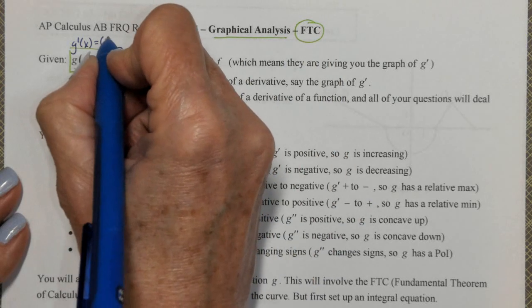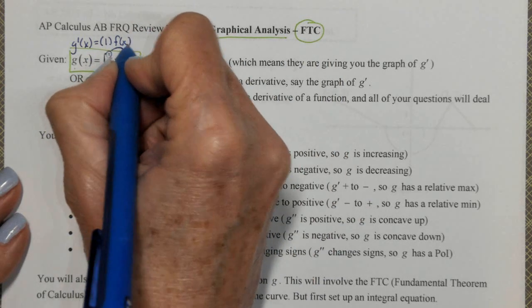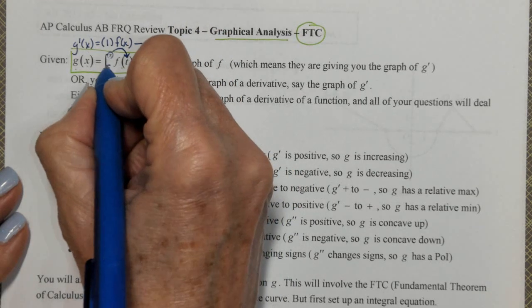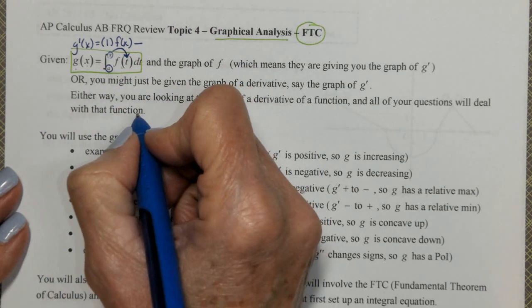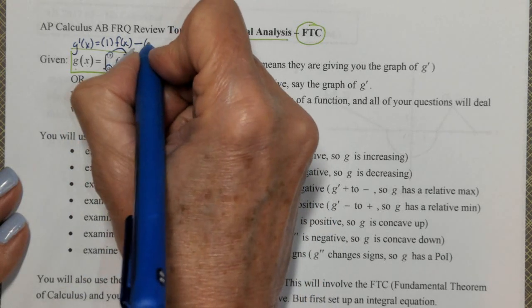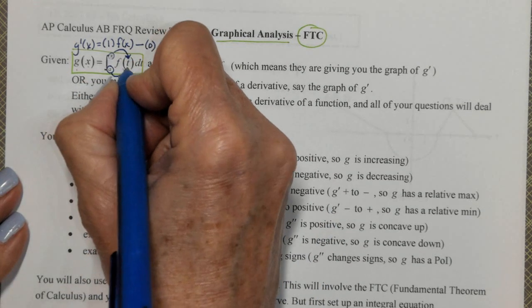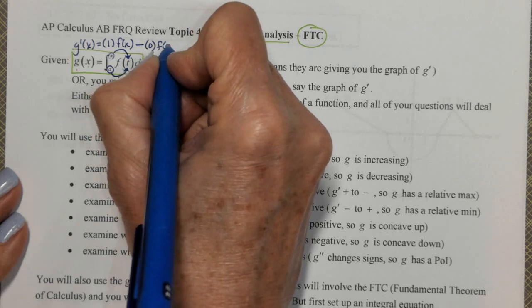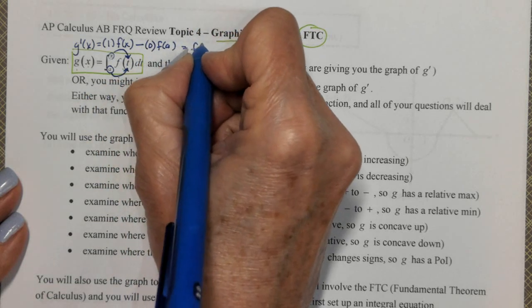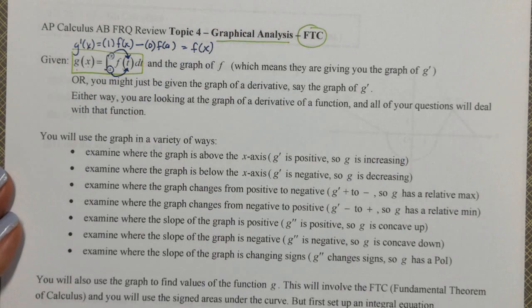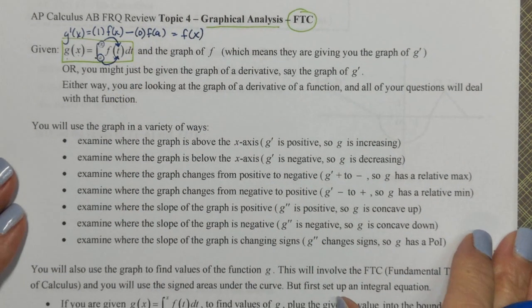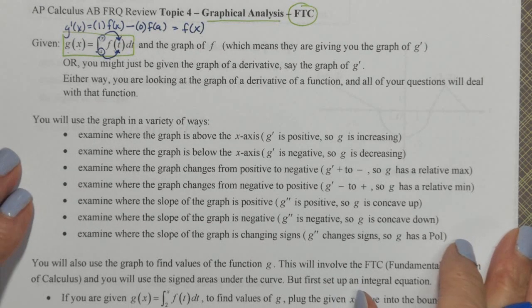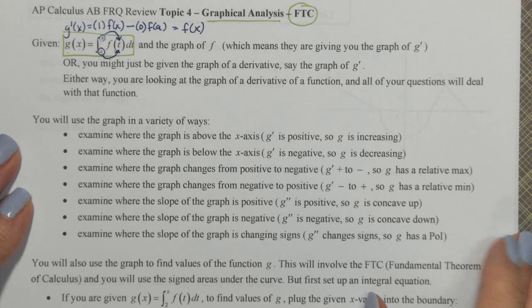So this would be 1 times f of x minus, and now we would go to the bottom boundary and take its derivative. The derivative of any constant is 0, and then you would put a in for t. This ends up being just f of x, because 0 times f of a is 0. So that happens quite often. Not always, but often, all right?